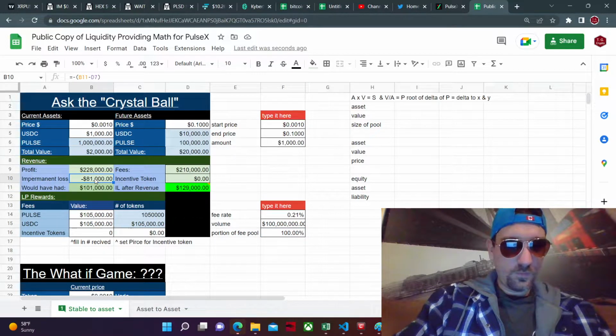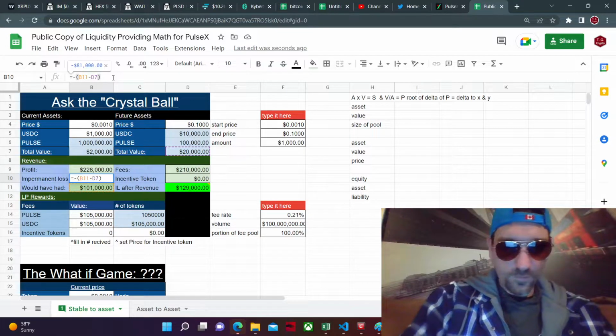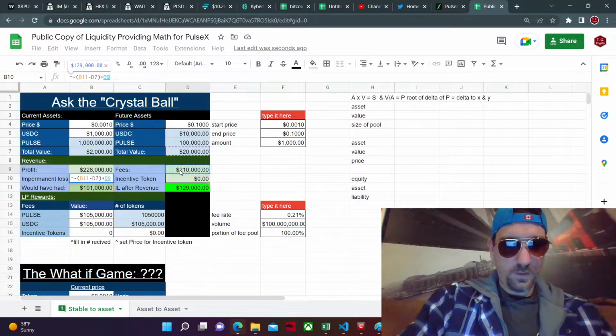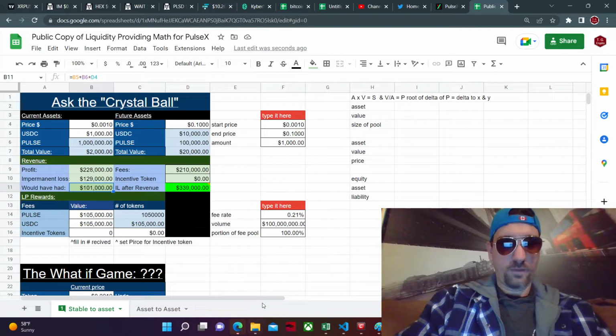Why did this end up a negative? B11. What am I doing here? B11. So the would have had minus D7. Minus the 20,000. I haven't really taken into account fees into this yet. That's cute. So, impermanent loss, all that. Okay, that's fine. But then I still need to plus the fees, really. So, impermanent loss is now non-existent. I had gain because I made fees. Wow, that was a pretty impressive amount of fees, because I own 100% of the pool.